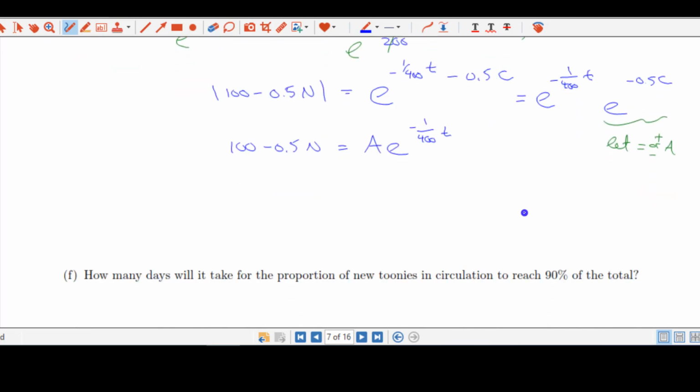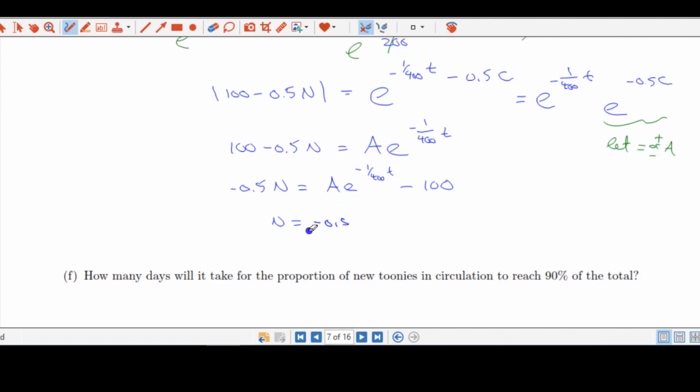Keep focusing in on n. We get negative 0.5 n's is exactly what we had in the right-hand side, minus 100. And then we just divide through by negative 0.5. And what do we get? Negative 0.5. Oops, we're dividing by negative 0.5, which is multiplying by negative 2. Negative 1 over 400t. And we're dividing by negative 0.5, which is multiplying by negative 2, gives us plus 200 there.